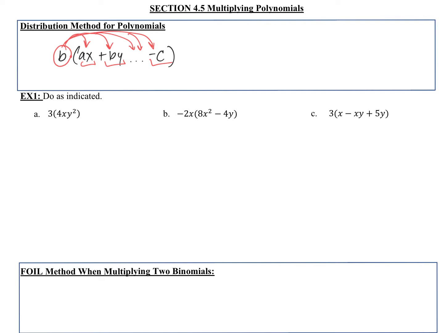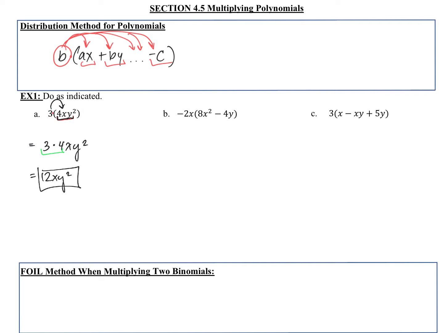All right, so let's take a look at example 1, do as indicated. Well, what is indicated? We have this 3 being multiplied to something inside of a parentheses. So the question is, how many times should I distribute that 3? Well, how many terms are inside the parentheses? We only have one term, so we'll just distribute it once. So that'll be 3 times 4xy squared. And then the only thing that we can actually multiply the 3 to is the 4. So we'll get 12xy squared.